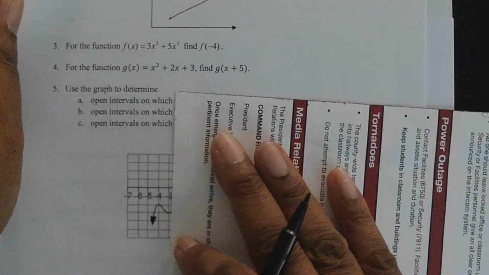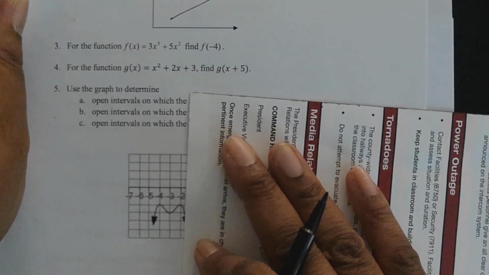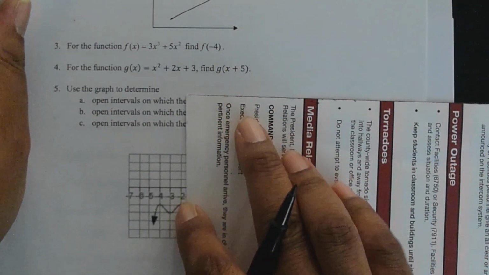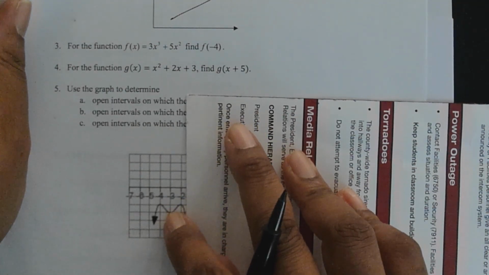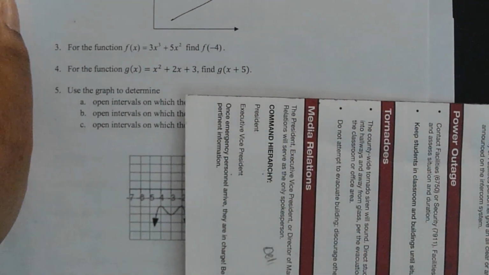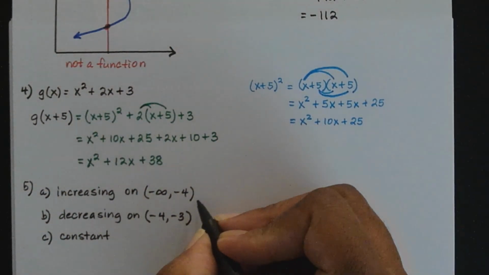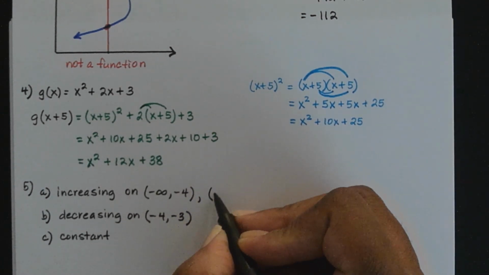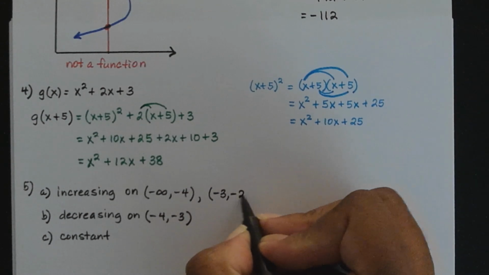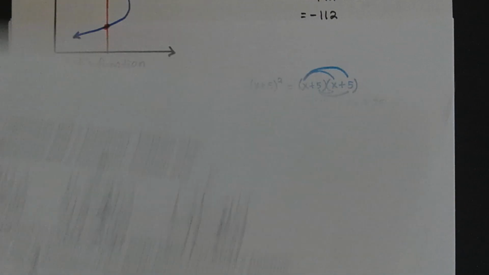And then after -3, here's -3, it starts to increase again. It increases until it reaches its highest point at the x value of -2. So between -3 and -2 is increasing again. So under increasing, which is part A, negative infinity to -4, which is already there, and also we're going to include -3 to -2, because that's the interval where that function is increasing.